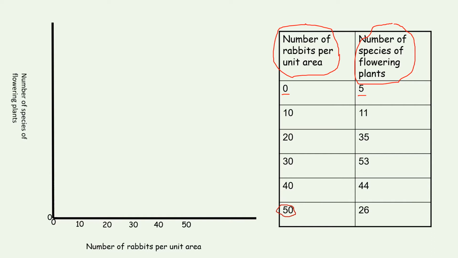Now for this case, we need to go up to 53 on our y-axis. So this time we're going to go up at 5, so 0, 5, 10, 15, 20, 25, 30, 35, 40, etc. So remember that you have to go up in an even scale, so the numbers have to be even. And then we'll start to plot our points.